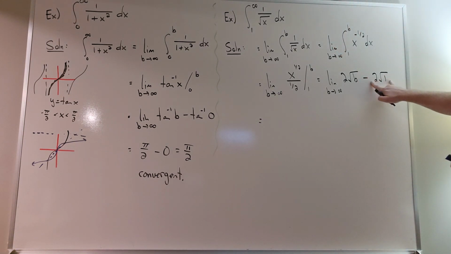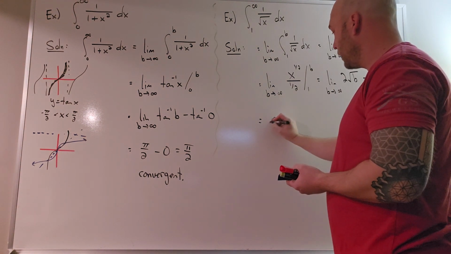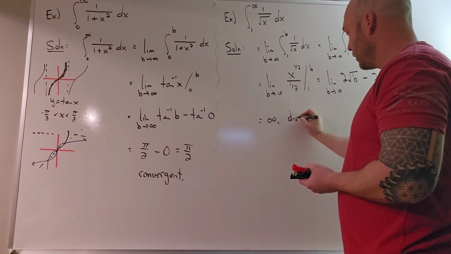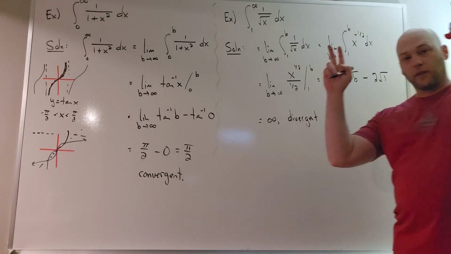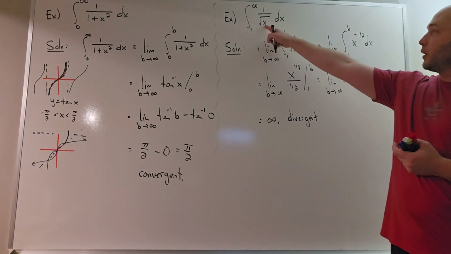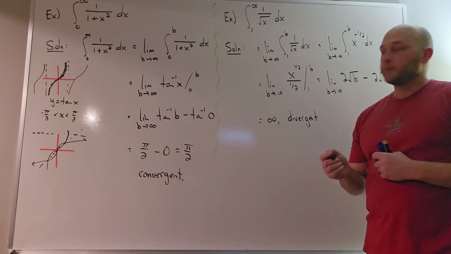Of course, this term is just 2. But as b goes to infinity, the square root of b grows without bound. In other words, this is equal to infinity. And as I mentioned, if the value, in air quotes, of the improper integral is not a real number, then we say it's divergent.